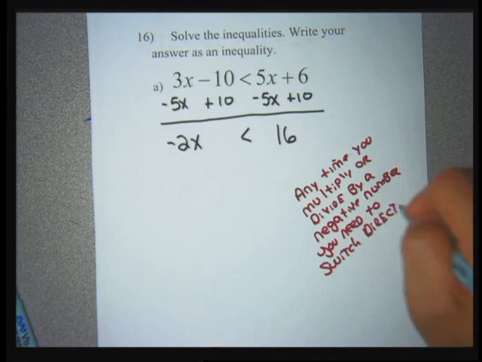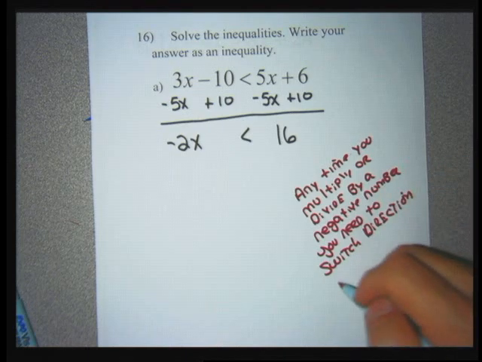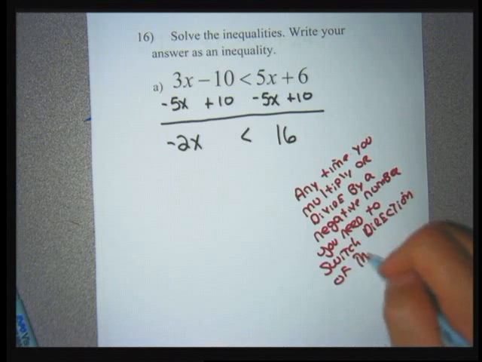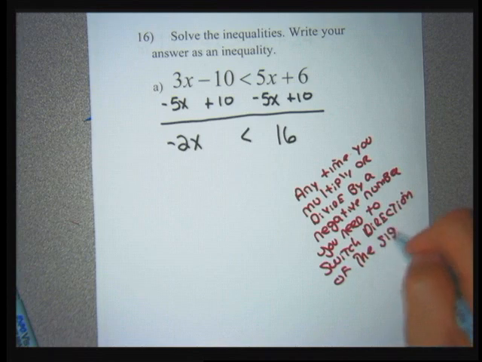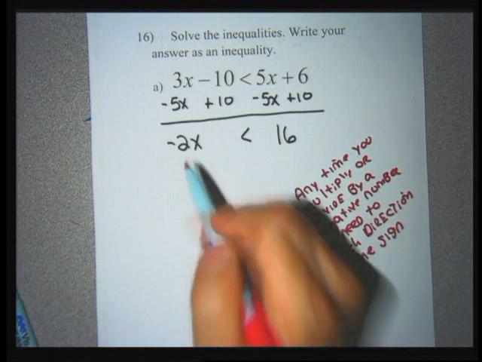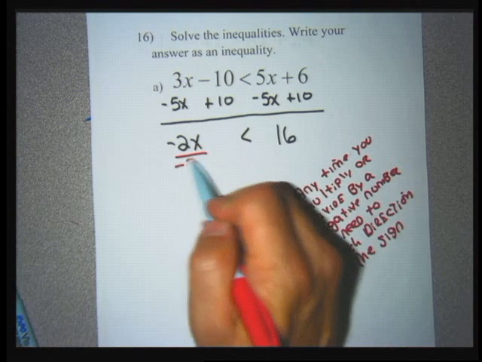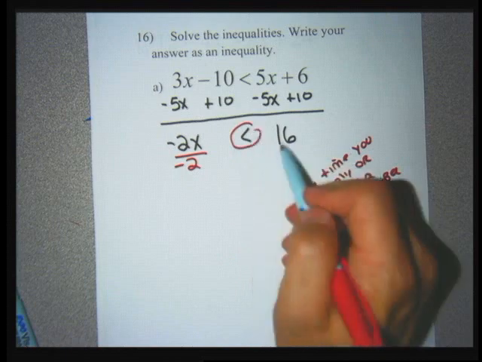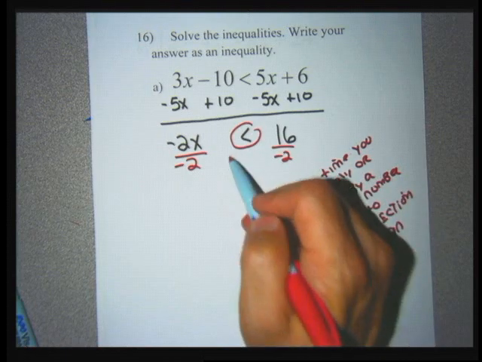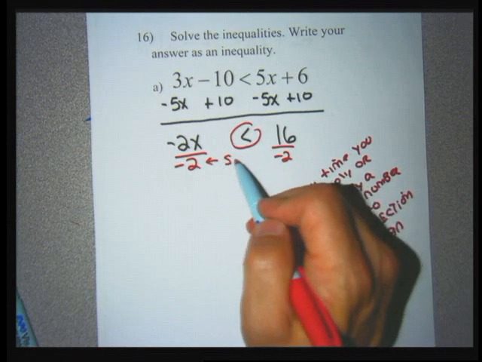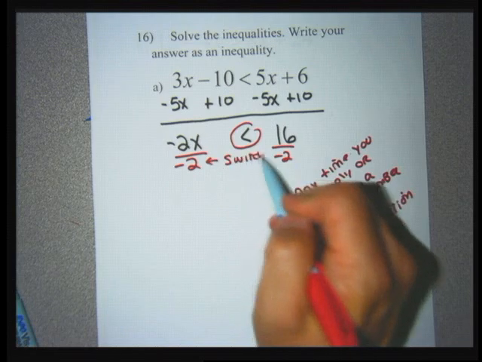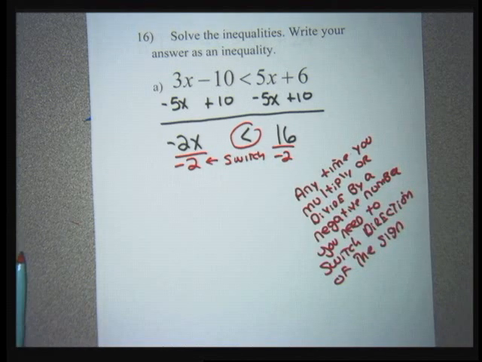So if I was dividing by a positive 2, I wouldn't switch the sign from a less than to a greater than. But because I'm dividing by a negative 2, I have to switch. So this now is going to become switched. And the reason I'm switching it is because that is a negative. And that's the only time. If you multiply or divide by a negative, you switch the sign.